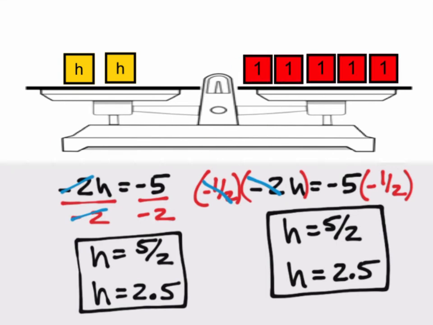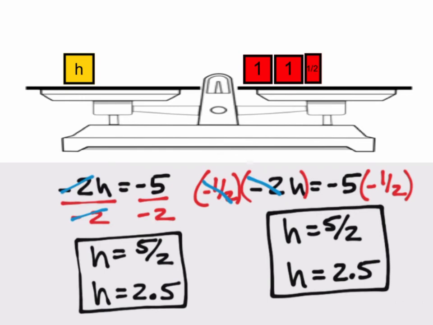So we see that 2 H blocks weigh the same amount as 5 kilograms. But of course, we want to know how much 1 H block weighs. So we want half of the H blocks on the left and half of the 1 blocks on the right. Of course, we see that this is going to involve a fraction of a block here, but that's okay, no problem at all. And again, we see that H is 2.5.